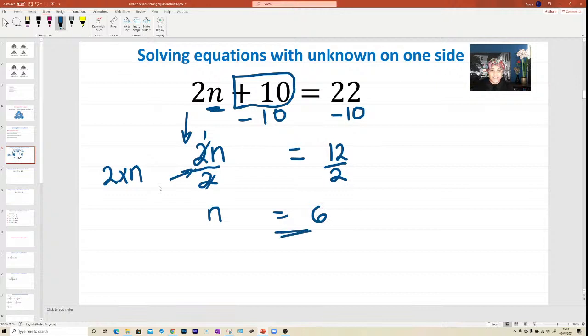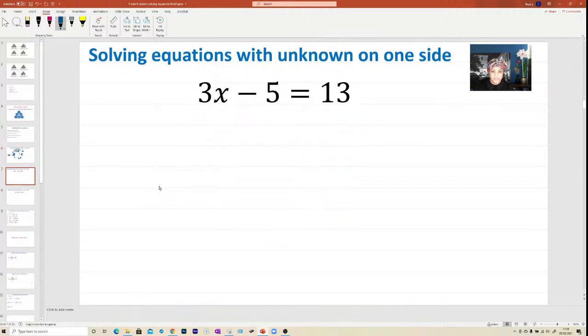Let's go to the next example. Now, I've got now a negative 3x take away 5 equals 13. Again, what do I need to do? This guy, I don't want him there.